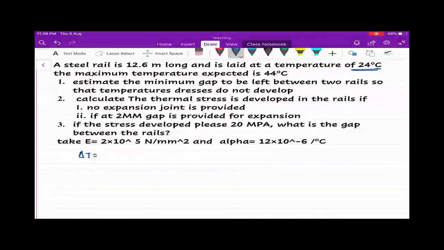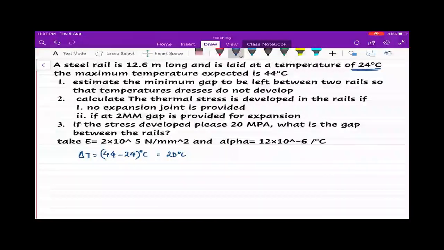Change in temperature will be the maximum temperature minus the temperature at which it has been laid. So how much will it be? It will be 20 degrees centigrade. Is it okay?